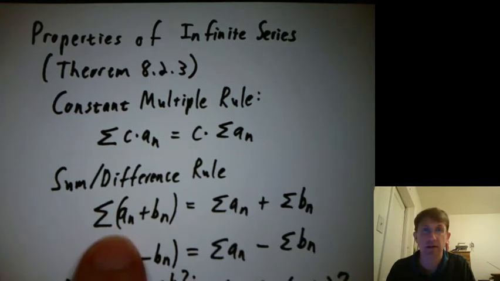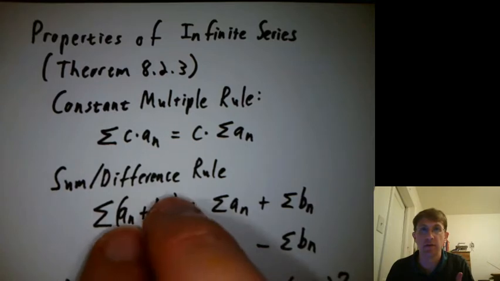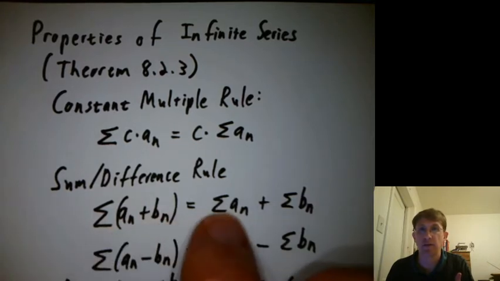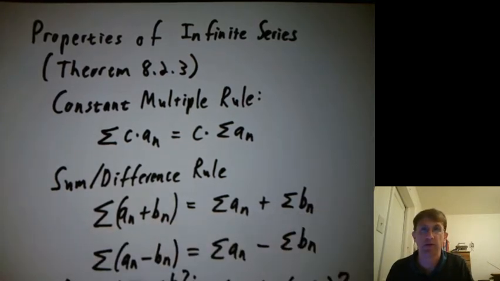And then the sum and difference rule, the sum of individual terms added up is the sum of this one plus the sum of that one. No big surprise. Same thing for differences.